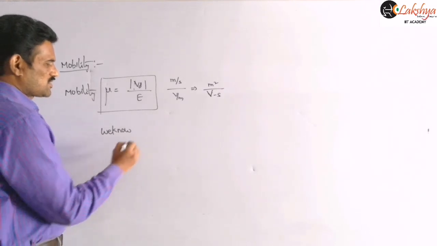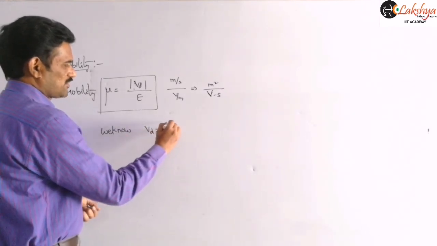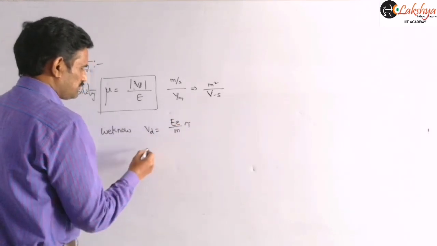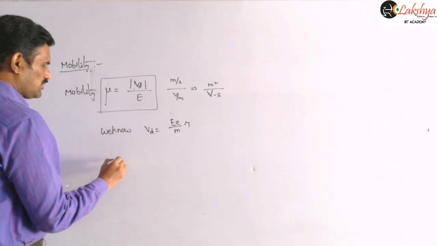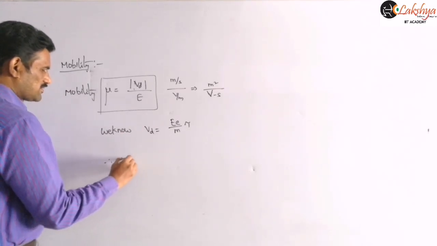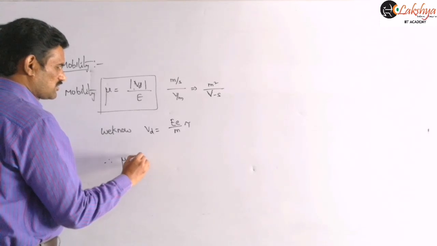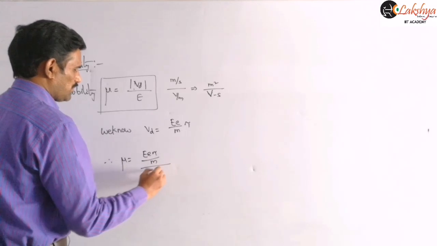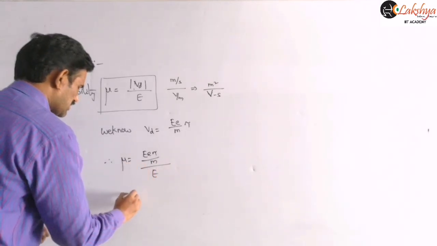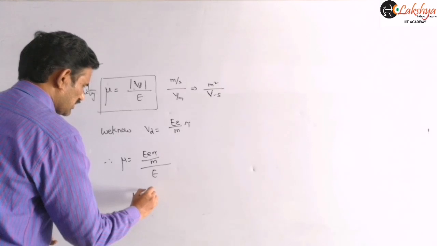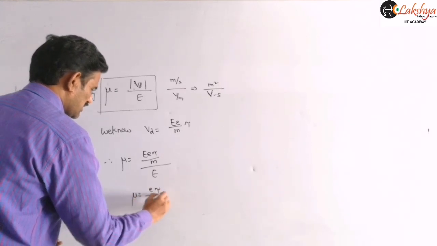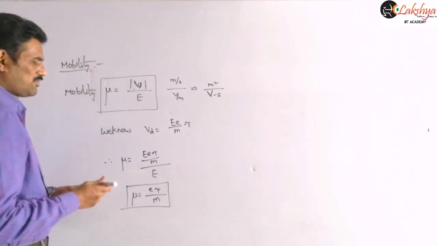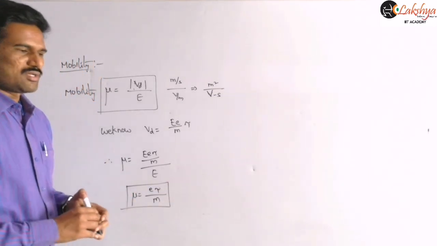And we know the drift velocity expression. The magnitude of the drift velocity is equal to E by m into tau, right? Therefore, you may substitute here. The mobility of the electrons we can write as E into tau by m, divided by this E. So that E you can cancel. Therefore, the mobility of the electron is e tau by m. That is the mobility expression for the electron.